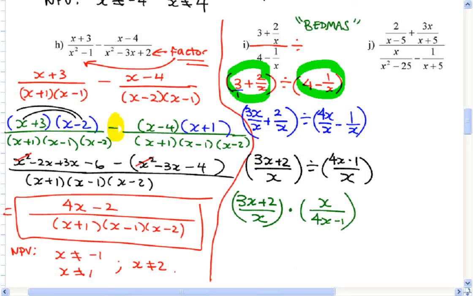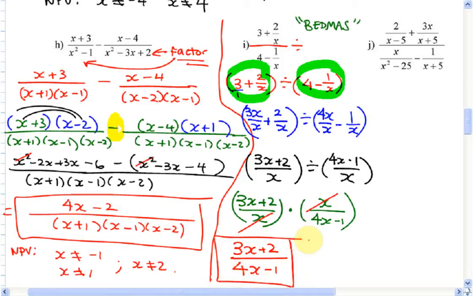And now what can you do? Do you see anything that simplifies? Yes, the x and x simplify. So what's left over? 3x plus 2 all over 4x minus 1. And you are done.